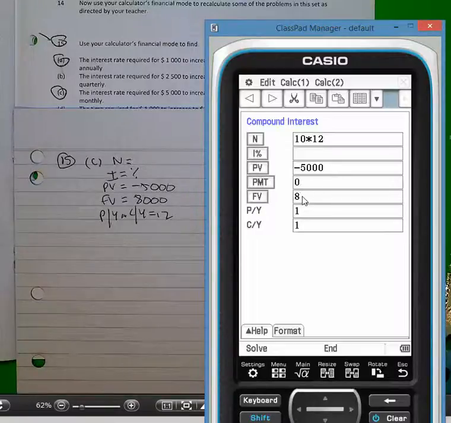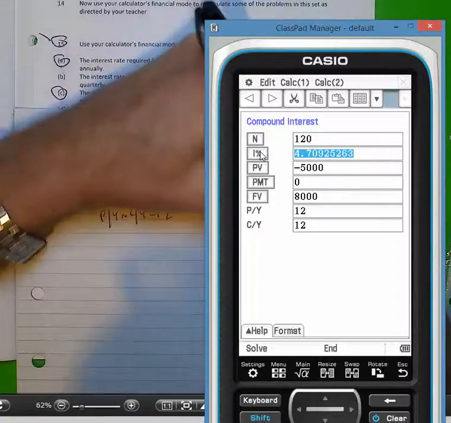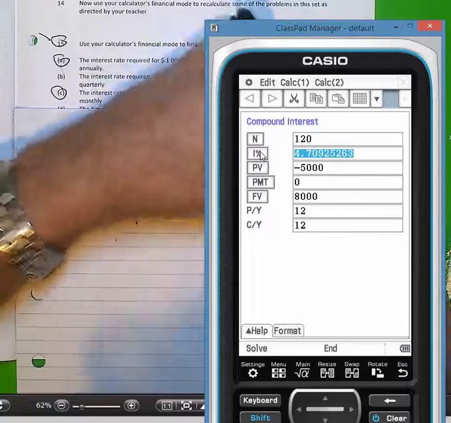I want that to grow to 8,000. And I'll make both of these 12. Even though I'm not paying anything, the interest is compounded monthly. So I put in 12 there. And the interest figure I get is 4.71% to 2 decimal places.